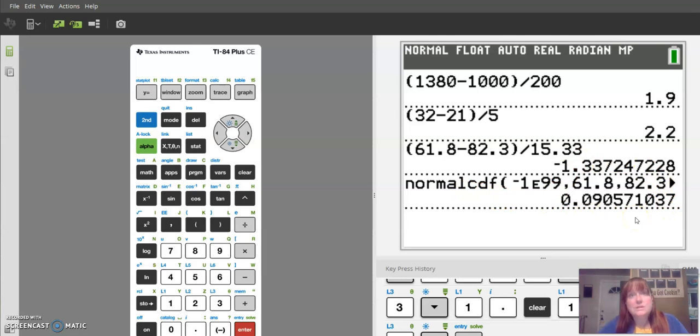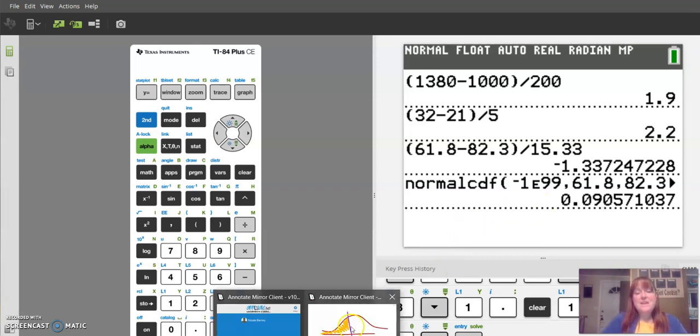So what does that mean? This is a percent, right? This is a decimal, and if we convert it into a percentage, this tells us what percent of gorillas have a weight that is in between negative infinity and 61.8. So to convert to a percentage, remember we just move the decimal place 2 places. So we have 9.057%, let's call it that, 9.057% of gorillas have a weight that is in between negative infinity and 61.8.